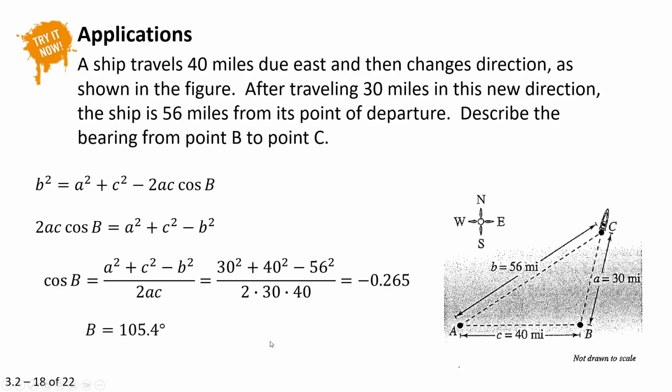When we solve for angle B, we get 105.4 degrees, which means that if we consider north here to be 90 degrees from this side, let's subtract off 90 from this 105.4, and we get 15.4 degrees east of north. So this is going north 15 degrees east.